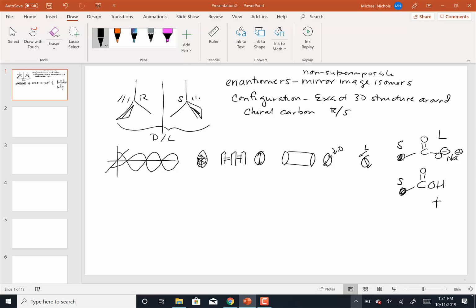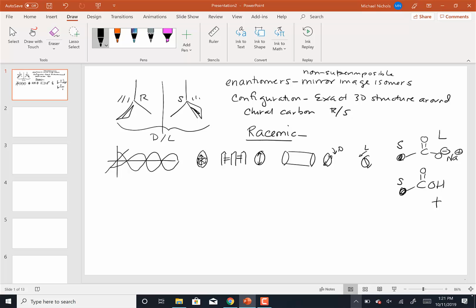So if you mix them 50-50, that's called a racemic mixture, which I believe comes from the original racemic acid that was found as the molecule that had the symmetry on the wine cork. Although the symmetrical molecule that comes out of the wine cork is actually what's going to be a meso compound. And we'll talk about meso later. So racemic mixture is a 50-50 mixture of enantiomers.